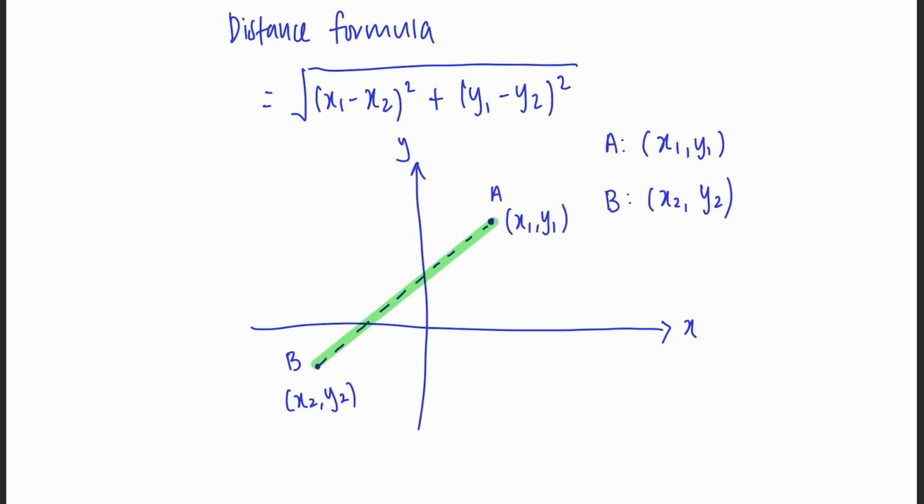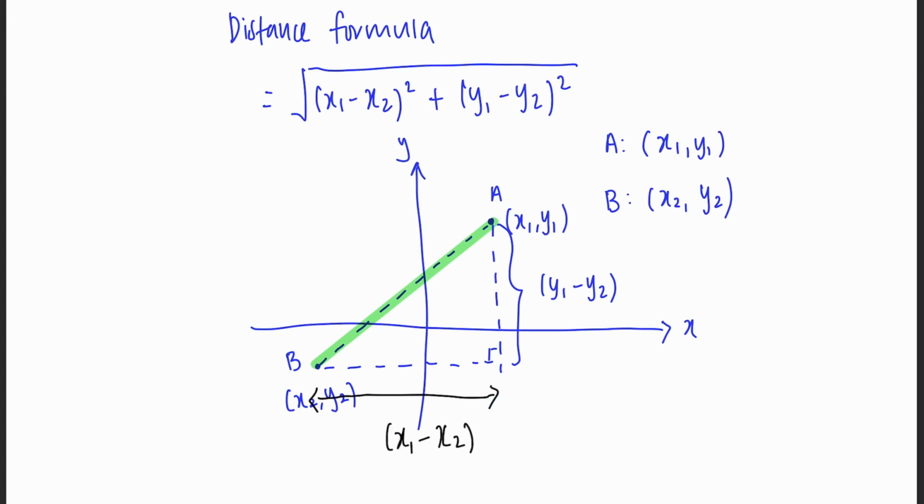So how does this formula work? It's actually really built on the idea of Pythagoras theorem. So what I'm going to do now is draw a right angle triangle. Notice that this distance here is actually y1 minus y2. And respectively, the distance here is actually x1 minus x2. So if you recall, in a right angle triangle, if we were to apply Pythagoras theorem, c squared is equal to a squared plus b squared.